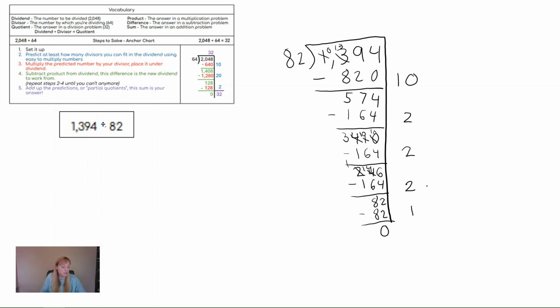Moving to the final step, step 5, adding up those partial quotients on the right. Careful about your place value. 0 plus 2 plus 2 plus 2. That's 6 so far, and then 7. And then a 1 in the tens place. Putting my quotient or answer at the top. That means 1,394 divided by 82 is 17. Awesome.